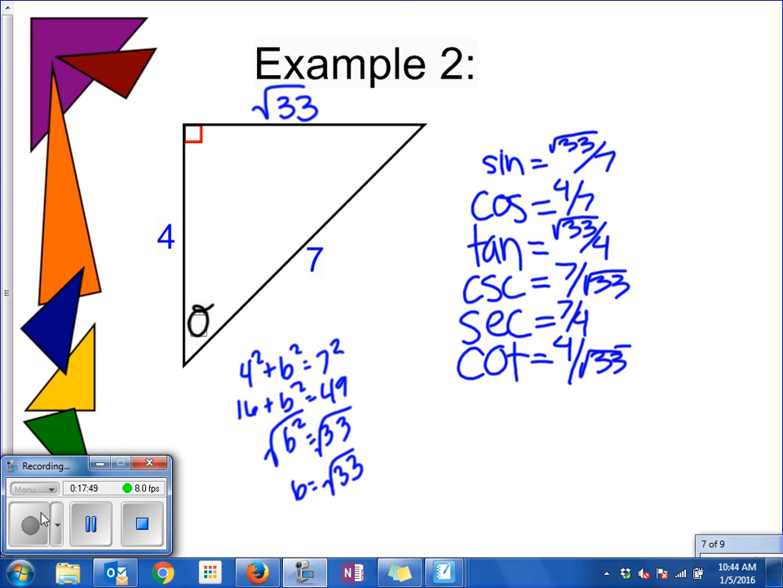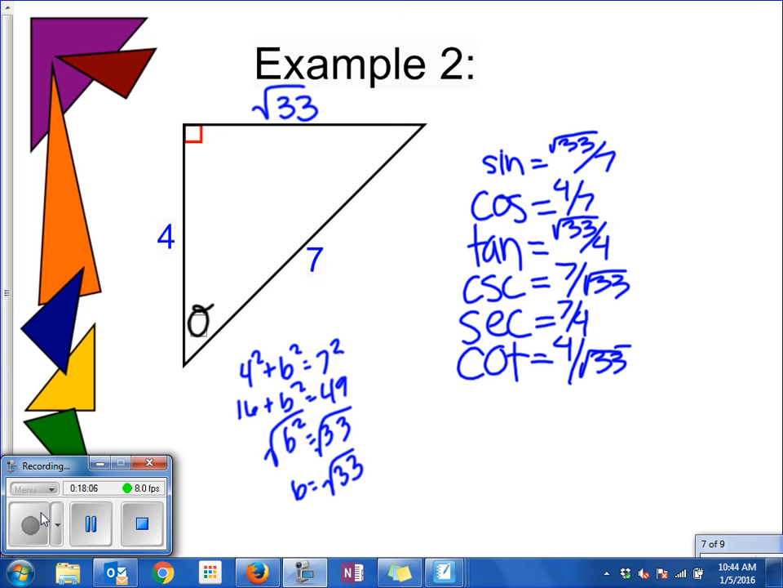Probably all doing things correctly. But we solved for the missing side, which turned out to be a radical. And again, I don't want decimals here. I want you to leave things in radical form. If you can do the factor tree, do the factor tree to make it smaller. Otherwise, leave it alone.